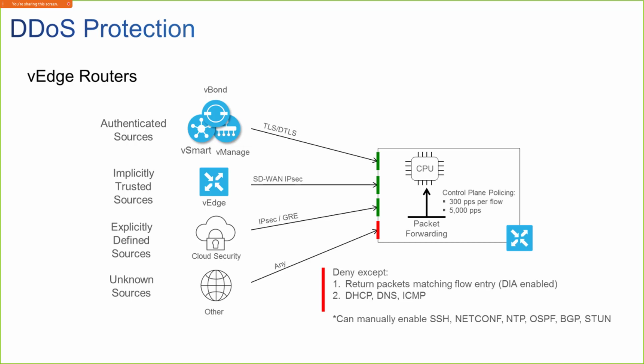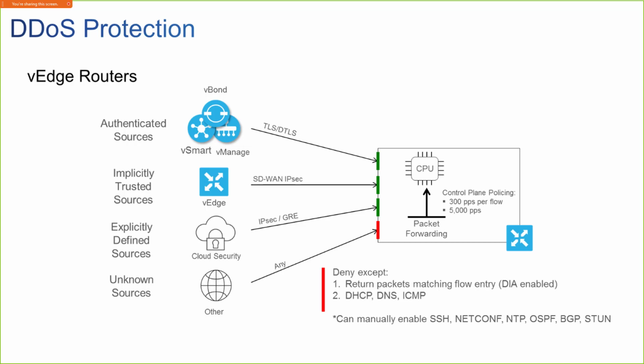Now we have mechanisms in place to protect against distributed denial of service attacks. We have some control plane protection mechanisms in place, and we'll talk more about the control plane protection piece a little bit later on. Actually, the next section is our secure control plane deployment section, so we'll talk about that.